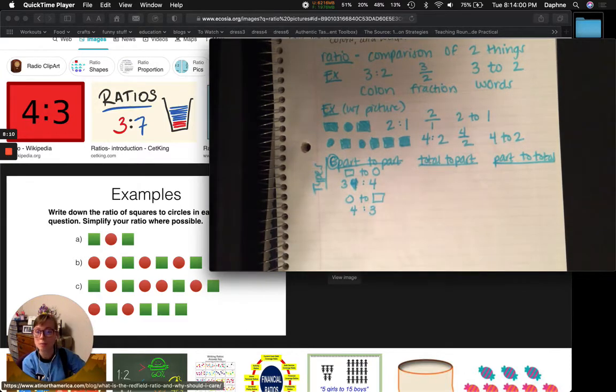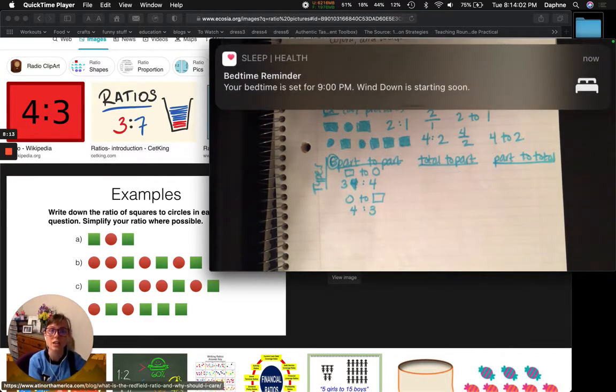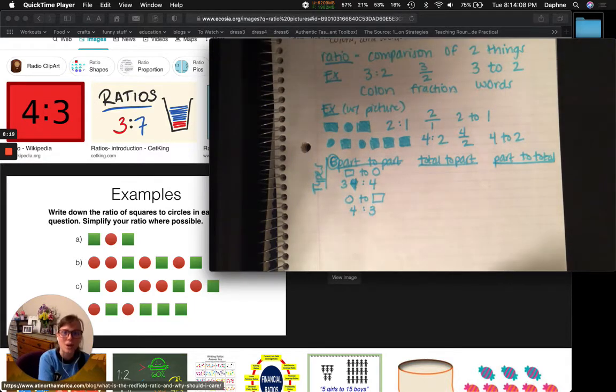So order matters. And the order that it says it, and there's my bedtime reminder, so hopefully I go to bed soon. We'll see. And there it goes. Okay, that was on my phone.